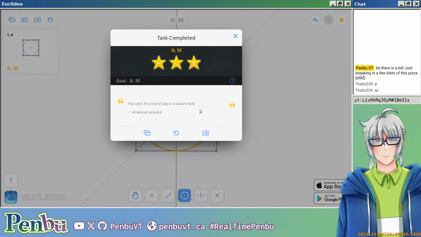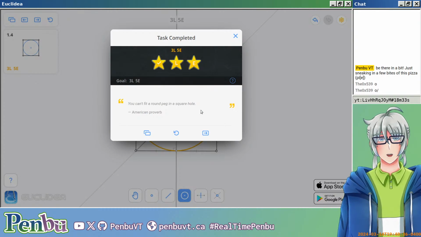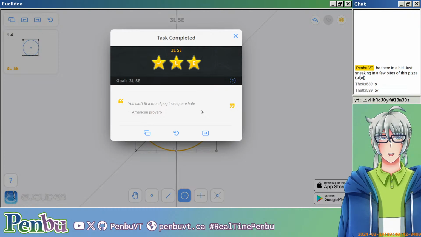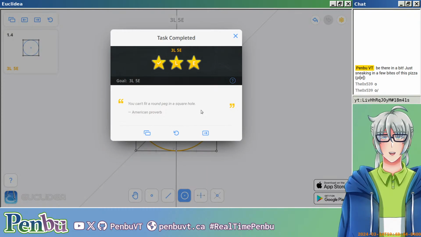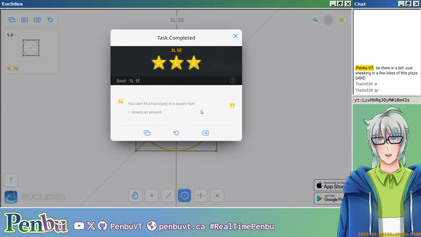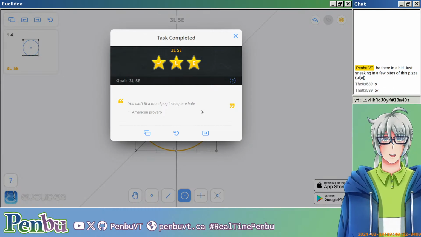Okay. You can't fit a round peg in a square hole. American proverb. That reminds me of that one, I think it was a TikTok, where the guy had a kid's toy where he had to put the blocks in the holes, and all the blocks ended up fitting into the square hole.